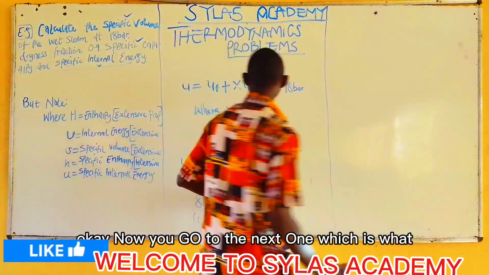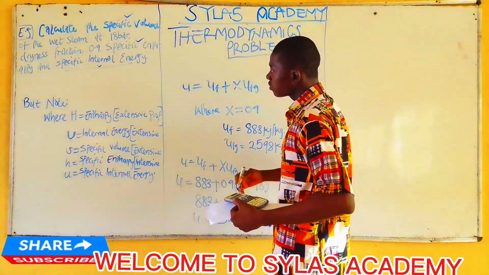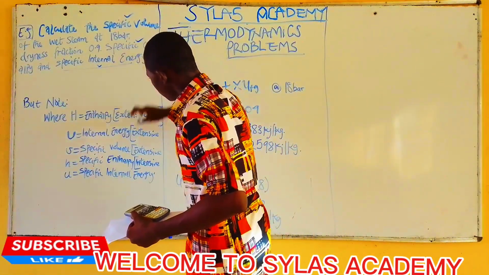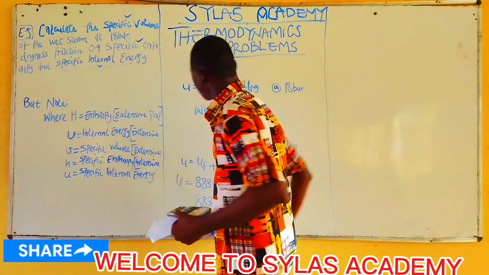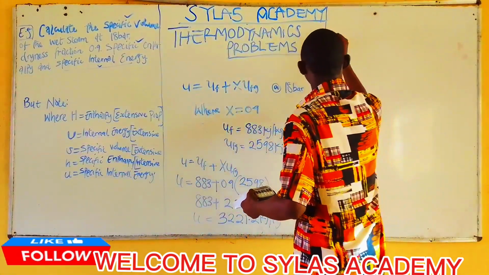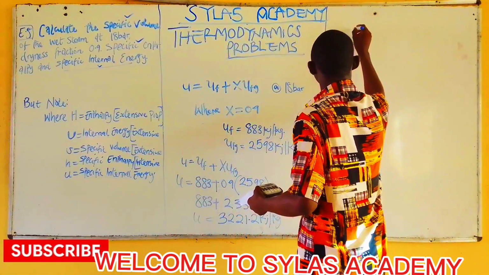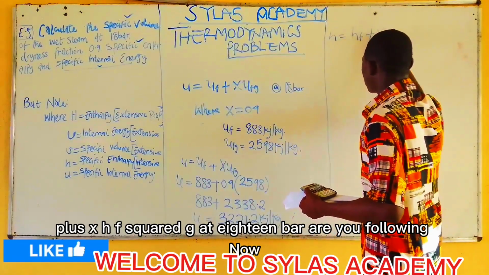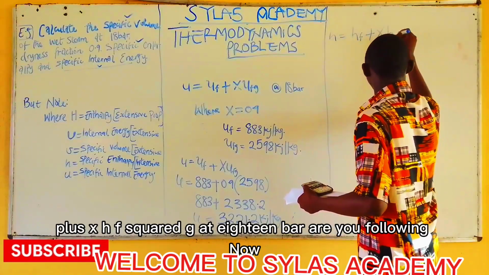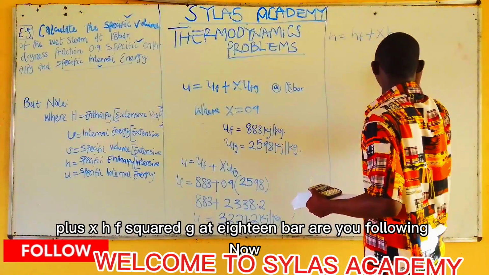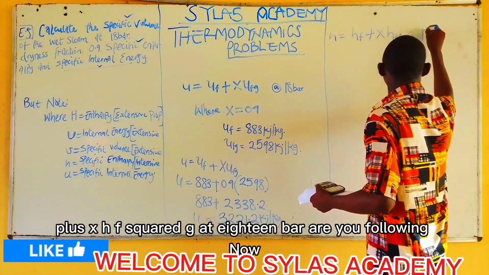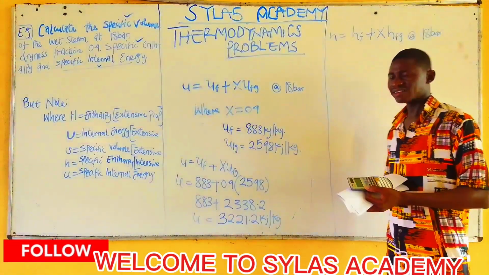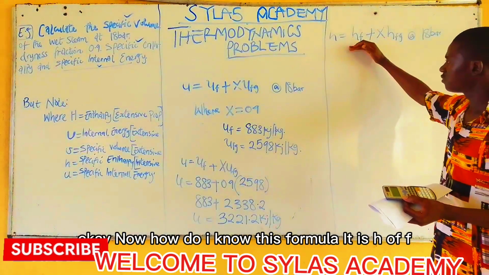Okay, now you go to the next one, which is your specific enthalpy. Specific enthalpy is your h. As your h is equal to h sub f plus x h sub fg at 18 bar. Are you following now? At 18 bar.